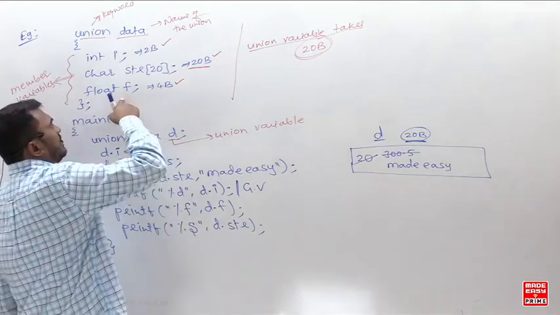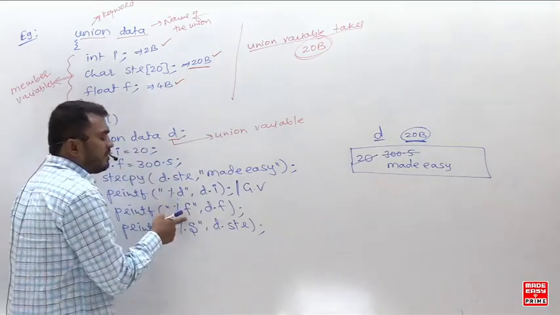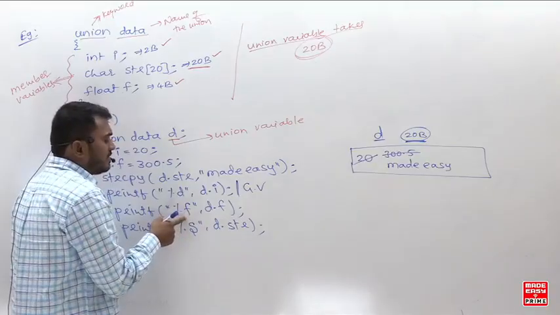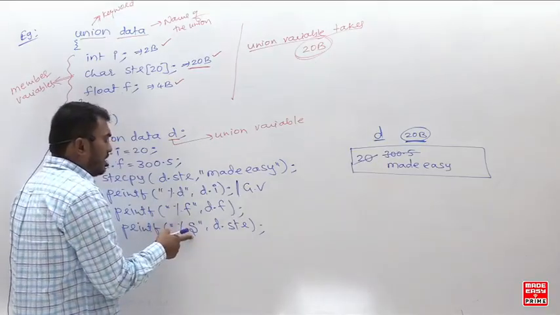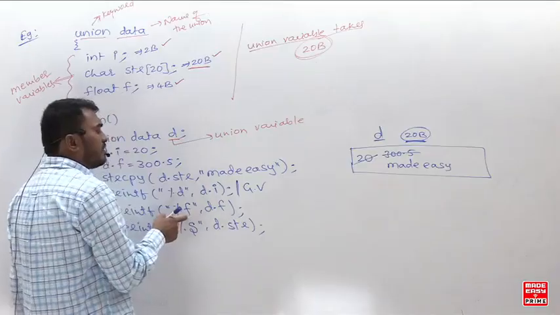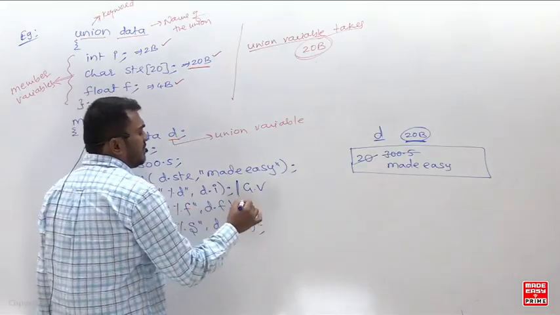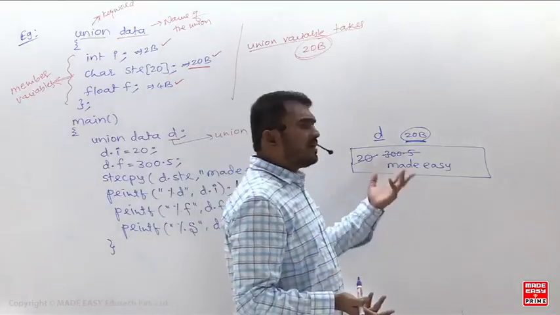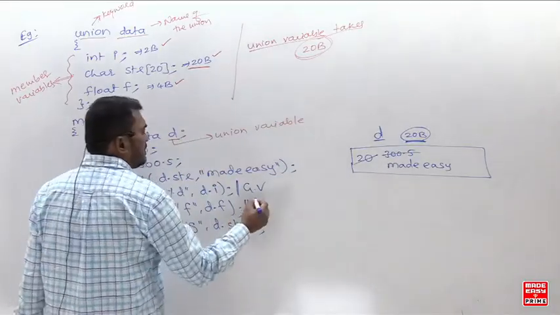Second one, next I want to print the float variable. Write f here, I made a printing mistake. Change it to f. So if I want to print the float value, d dot f. Now tell me, is the float value available now? No, that is not there. So what will it print?